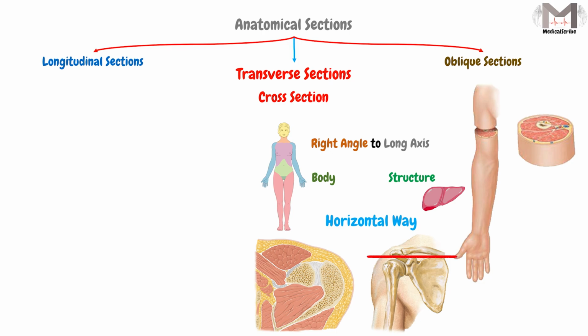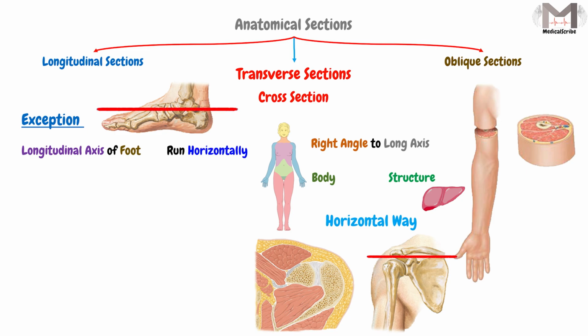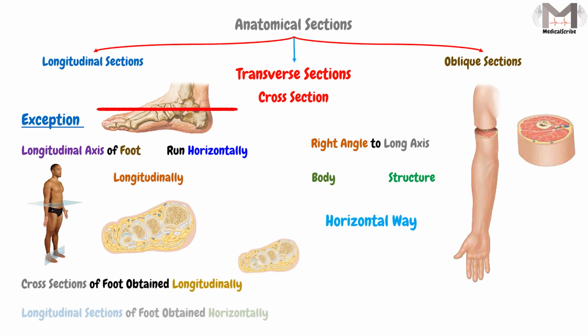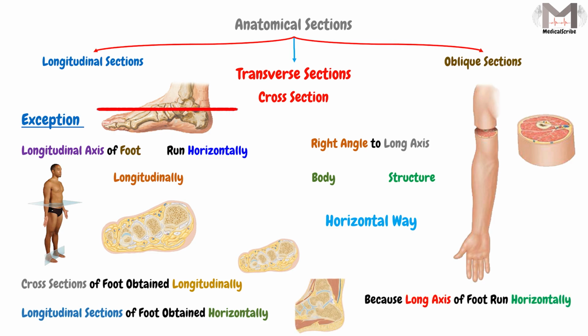Alright? Good. But we have a little exception that we should keep in mind, which is that the longitudinal axis of the foot runs horizontally. That means if we want to take a horizontal section of the foot, we will obtain it longitudinally. Or the transverse section of the foot will be in the frontal plane. So, the cross sections of the foot are obtained longitudinally, while the longitudinal sections are obtained horizontally. That's because the long axis of the foot runs horizontally.